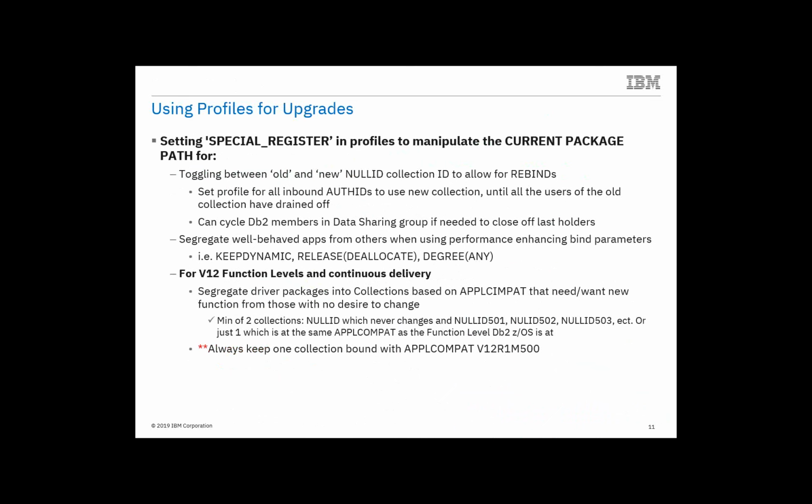So as a recommendation going forward, you're going to have at least 2 null ID collections. I'd recommend having a null ID that is the same that it's always been, and another collection for applications that want to use new functions. So you might have a collection for each function level, or you might just have one that's related to the highest function level available, and then one that's null ID, which is basically the equivalent of, say, function level 500 in version 12. But that way, the applications that are continuing to run, not changing, don't know any better. So that's what we're really trying to provide you as a safety mechanism here.